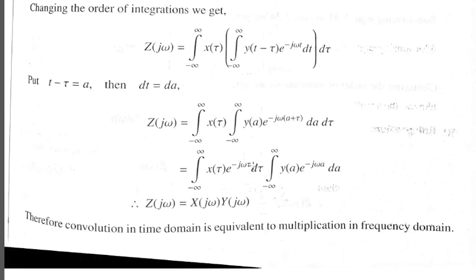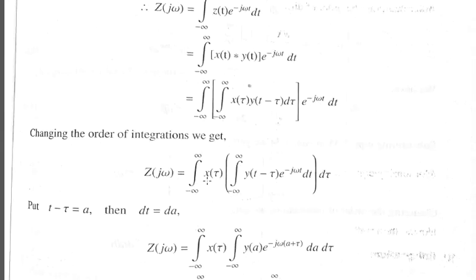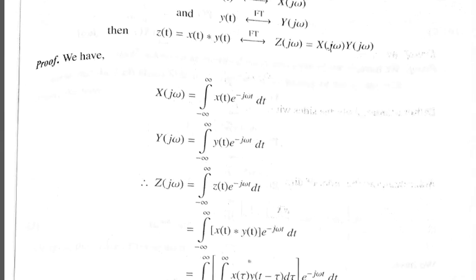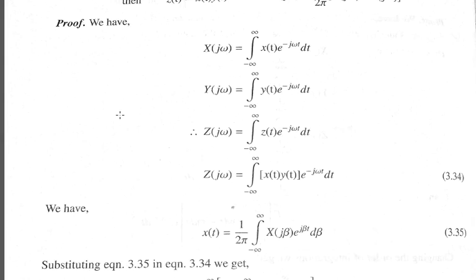And after rearranging we get multiplication. So it is clear that convolution in the time domain is nothing but multiplication in the frequency domain. x(t) star y(t) is nothing but X(j omega) into Y(j omega), which makes the convolution just multiplication in the frequency domain.